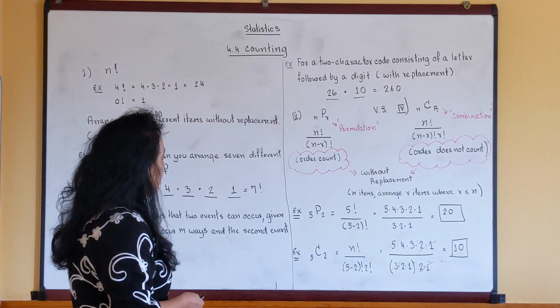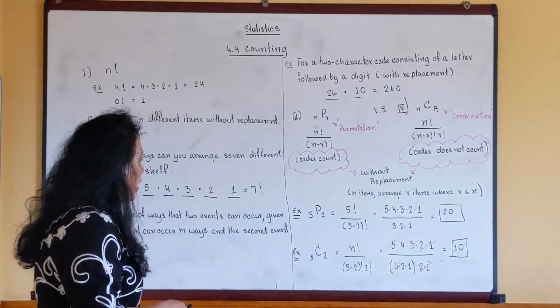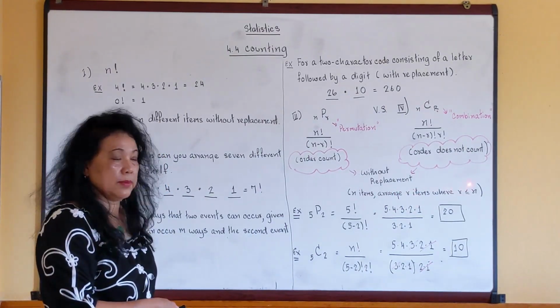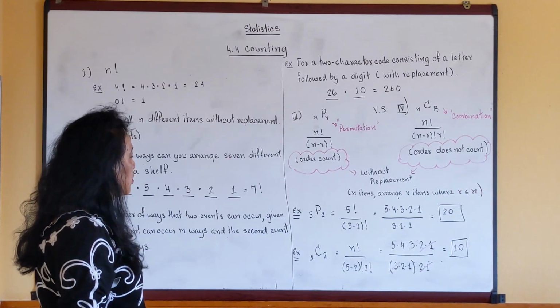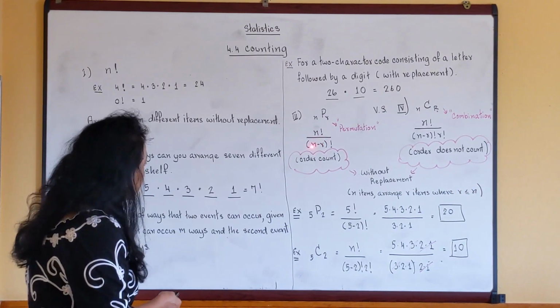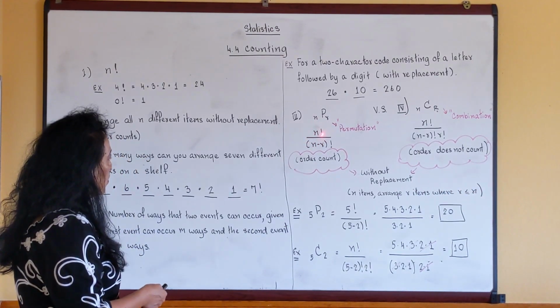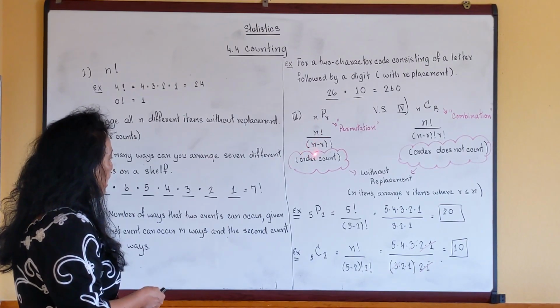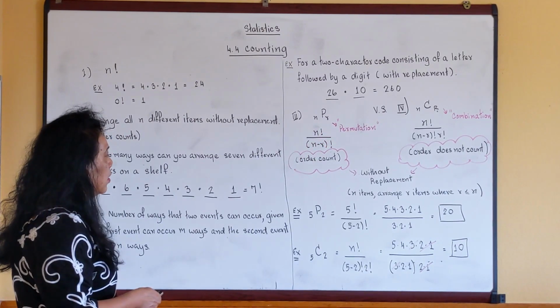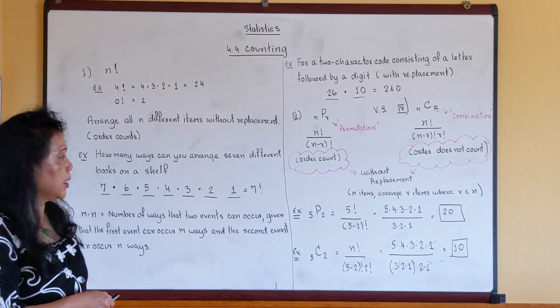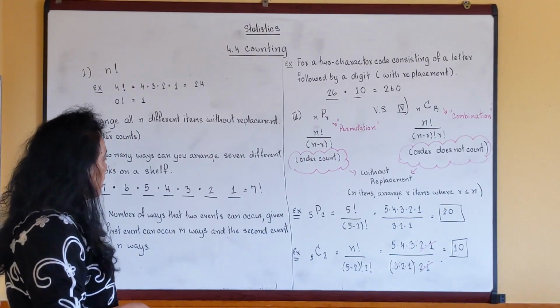Permutation, you use it when you have n items and you're going to arrange r of them. r can be less than or equal to n. The formula is n factorial divided by (n minus r) factorial, and order matters. Alright, order matters. So let's look at an example here.